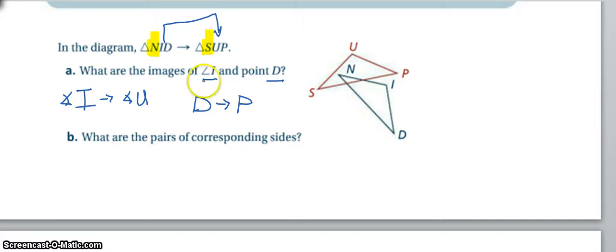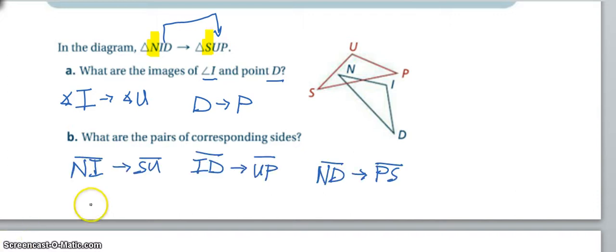What are pairs of corresponding sides? Well, I can go ahead and match up every pair. So I can start with NI matches SU. So go ahead and try to figure out the other 2 pairs of corresponding sides. All right, 2 of these are fairly straightforward. The other is normally what trips people up. So I take my first 2 points, match to my first 2, NI to SU. My second and third match to my second and third, so ID to UP.